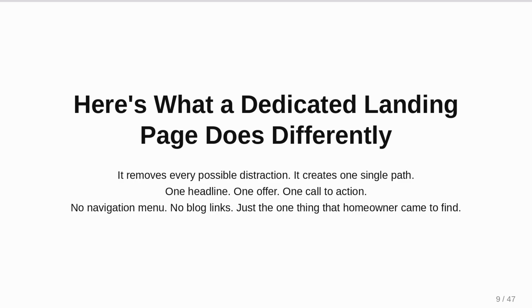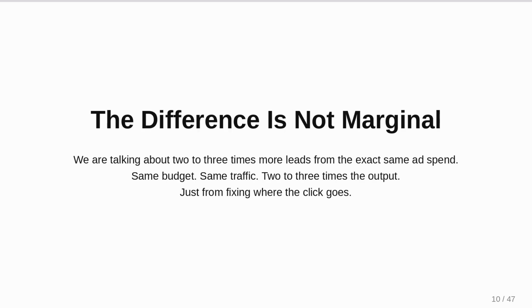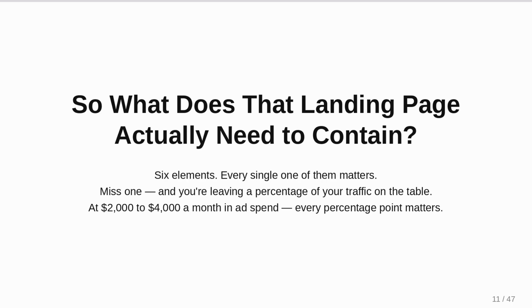No navigation menu, no blog links, no gallery to browse, no about page. Just the one thing that homeowner came to find, a reason to contact you, presented as clearly and compellingly as possible. The difference in conversion rate between a homepage and a well-built dedicated landing page is not marginal. We are talking about 2 to 3 times more leads from the exact same ad spend. Same budget, same traffic, 2 to 3 times the output, just from fixing where the click goes.